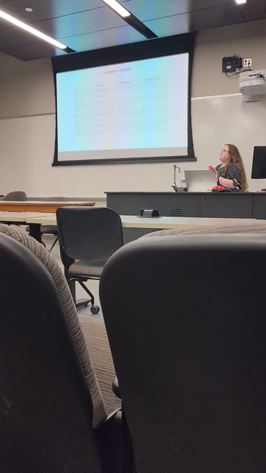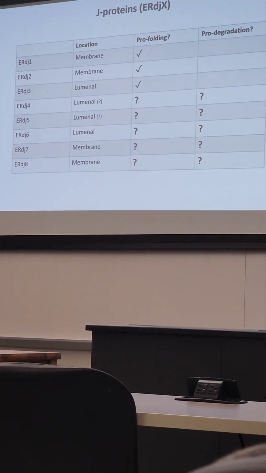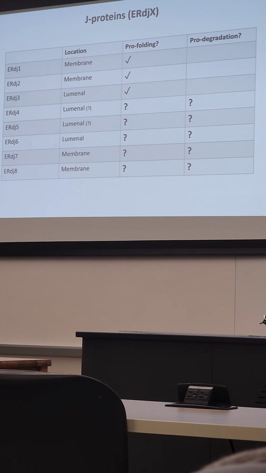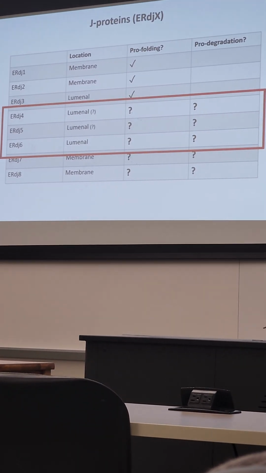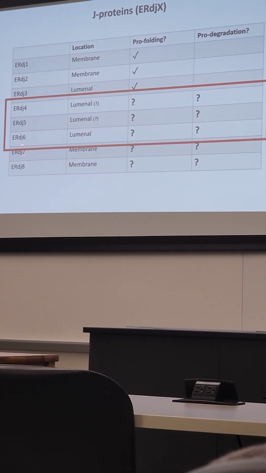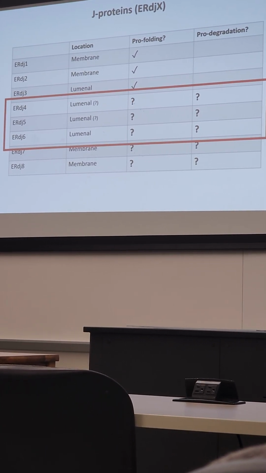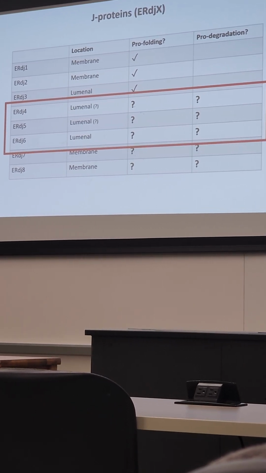So ERdj1 and 2 are membrane proteins that have been characterized in pro-folding and assisting the import of nascent polypeptide chains and their subsequent folding. ERdj3 has also been characterized in its pro-folding role, collaborating with ER chaperones in protein remodeling. When I started here at Miami, my original goal, as you heard, was to further characterize ERdj4, 5, and 6 and their abilities to collaborate with BiP and the ER chaperone system.